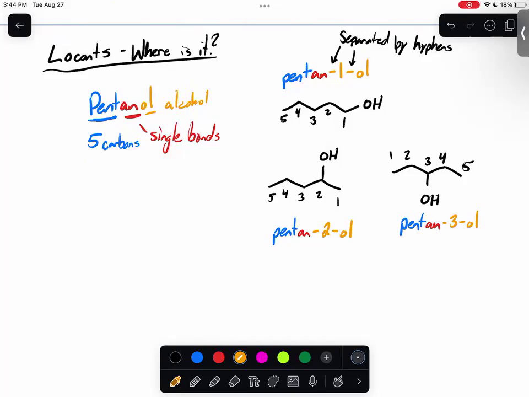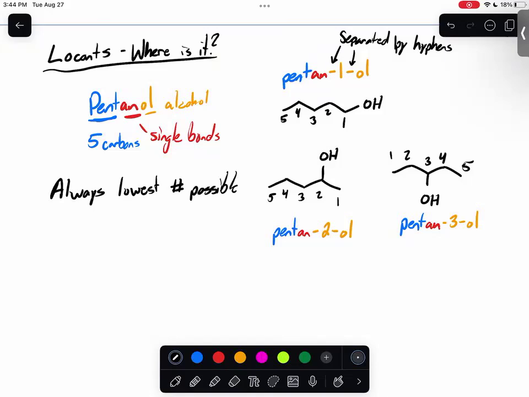And you'll notice that I did number these in a slightly specific way. This brings up another rule in terms of how you want to label your locants. So locants, you always want to give them the lowest number possible, right? So always lowest number possible.